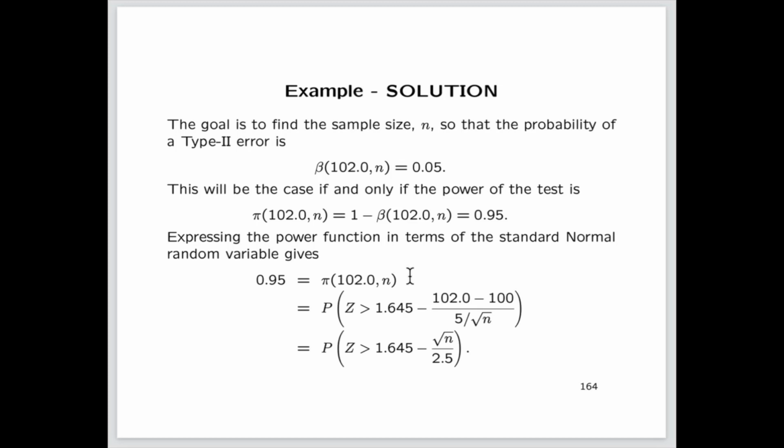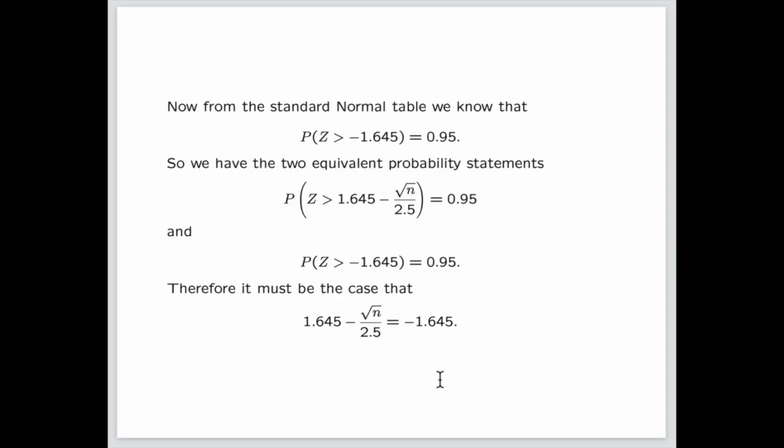This is equal to the probability that the standard normal random variable is greater than 1.645 minus (102.0 minus 100) over 5 divided by the square root of the sample size. Now, this expression simplifies to the probability that z is greater than 1.645 minus the square root of the sample size over 2.5. Now, from the standard normal table, we know that the probability that z is greater than negative 1.645 is equal to 0.95.